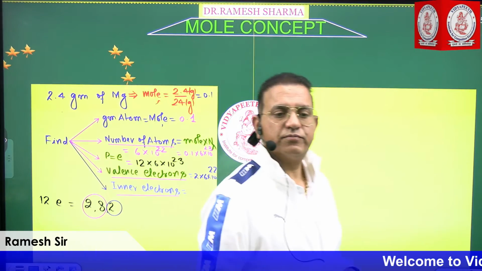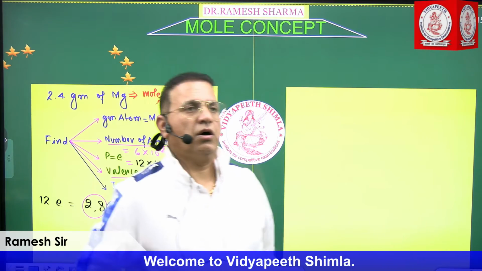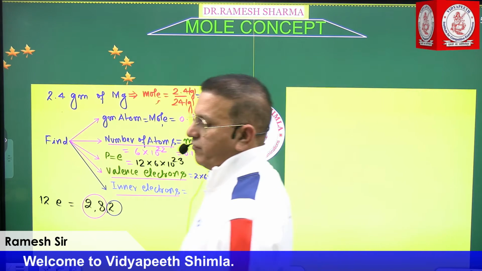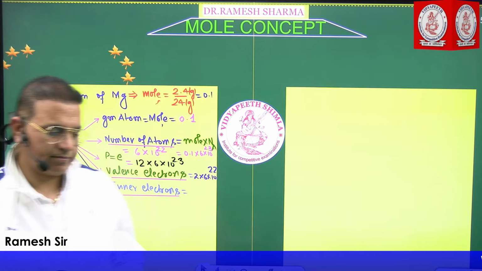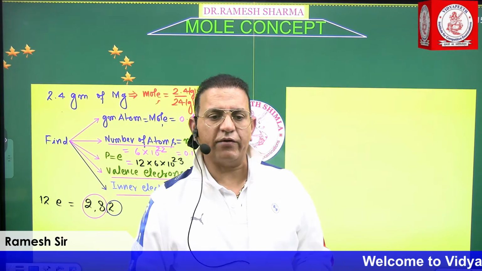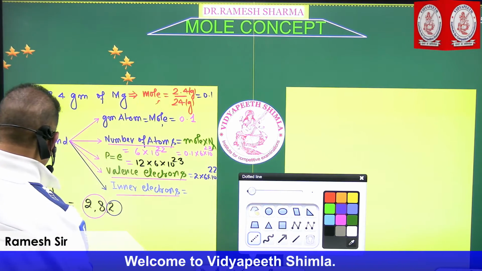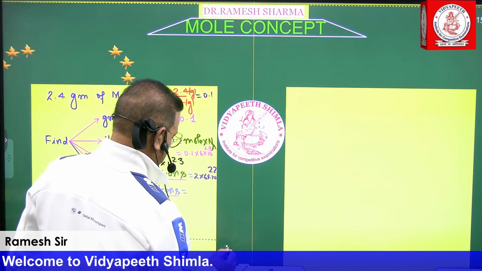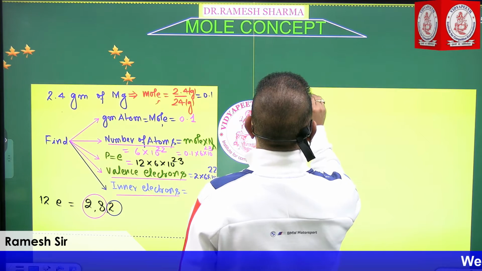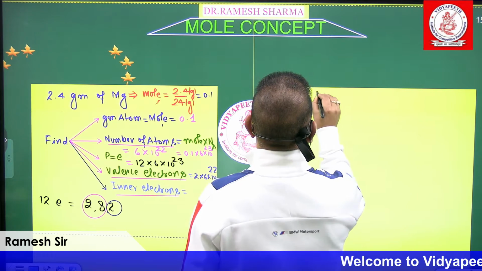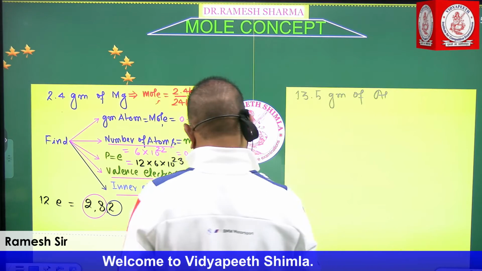ठीक है बेटा, कर लोगे? Will you be able to do now? Do one more example. Write on. 13.5 gram aluminium. Need not to see now, you just do it by yourself. अपना अपना करना है सभी ने. सभी लोग करेंगे बेटा.